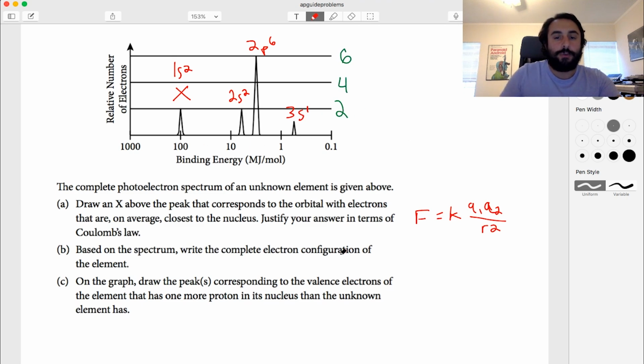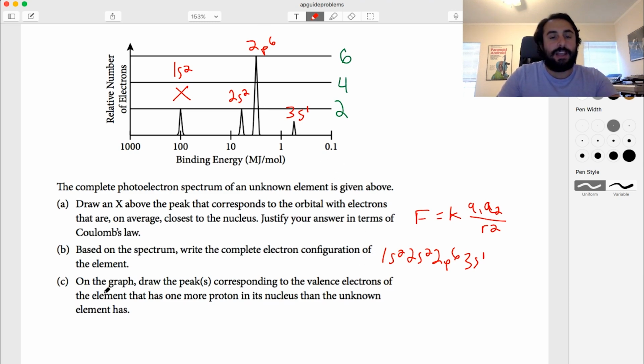Okay, so first of all, we just got this. It's 1s2, 2s2, 2p6, 3s1, right? That must be the electron configuration. We've got 2 in the 1s, 2 in the 2s, 6 in the 2p, and 1 in the 3s. That's how we're going to read these.